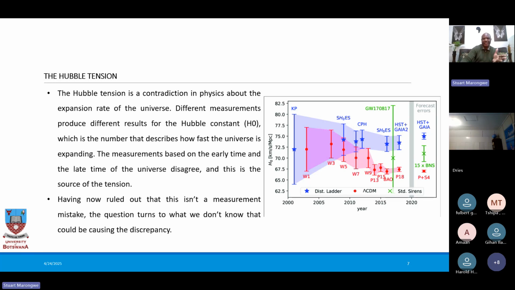So far, they've ruled out that it's a measurement problem. So there's some new physics taking place, and these are the mysteries that are keeping most cosmologists and astrophysicists awake at night.